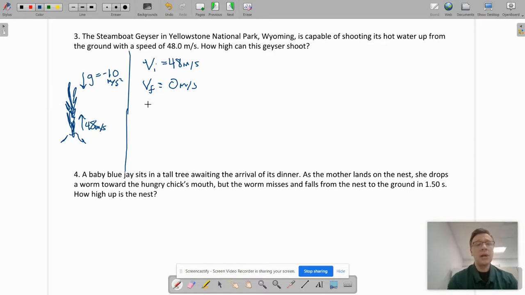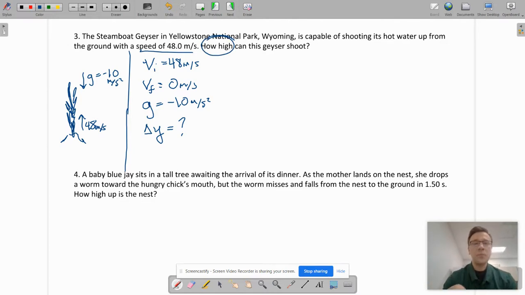Now I'm going to go ahead, and we talked about what g is and what that means. I'm going to put in negative 10 meters per second squared because it's traveling in the opposite direction. And then this is asking us to solve for how high can the geyser shoot, which is delta y. I forgot to underline these things here. So how high? And so now we have everything we need.